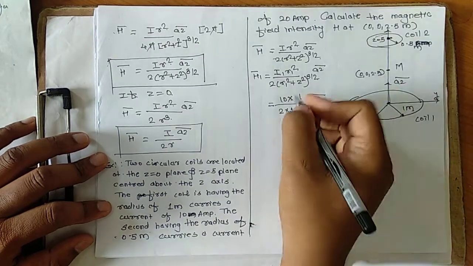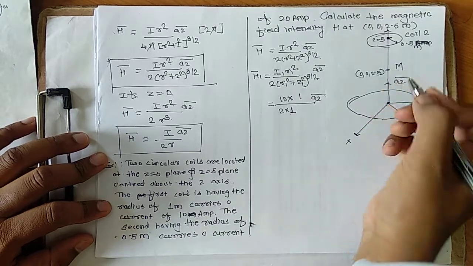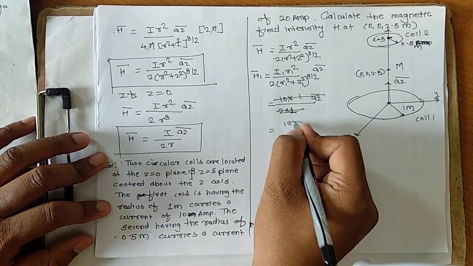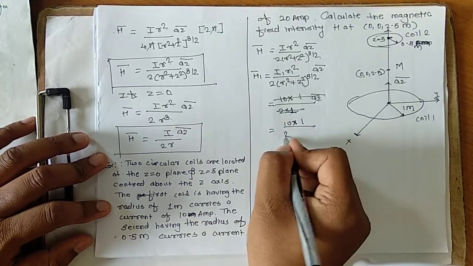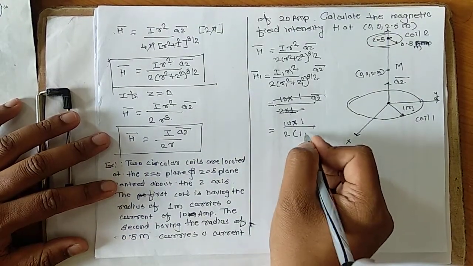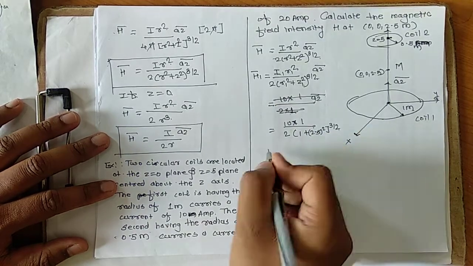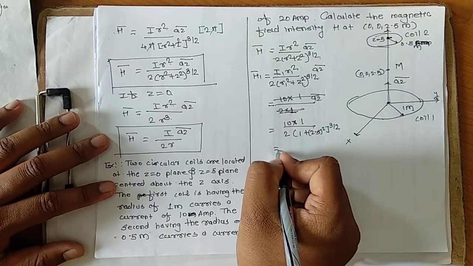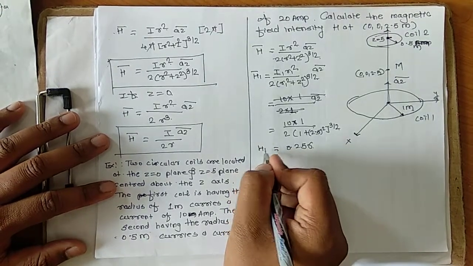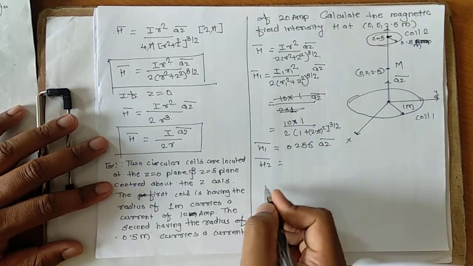So we have to find out Z1. Z1 is not 0, it is 2.5. So distance is 2.5. So 10 into 1 divided by 2 times R1, which is given as 1, plus 2.5 square raised to 3 by 2. If you do this calculation, it will come to 0.256 AZ bar. So you have to find out H2 bar and then the total H bar.